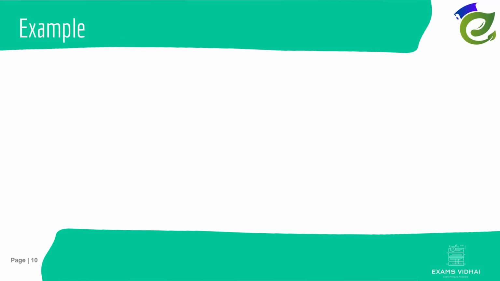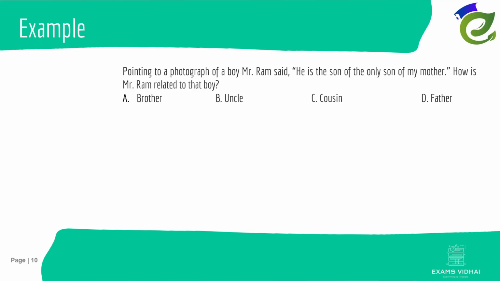Now, let us try and solve a question on the same. The question says, pointing to a photograph of a boy, Mr. Ram said, "He is the son of the only son of my mother. How is Mr. Ram related to that boy?"